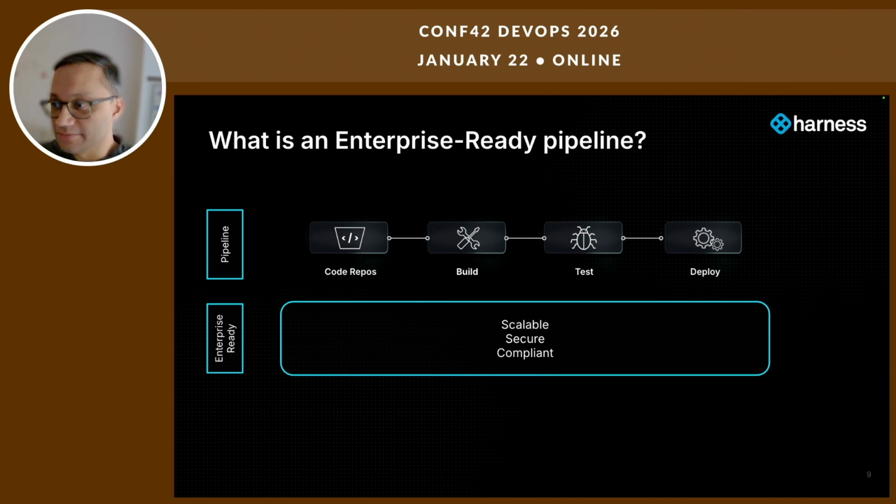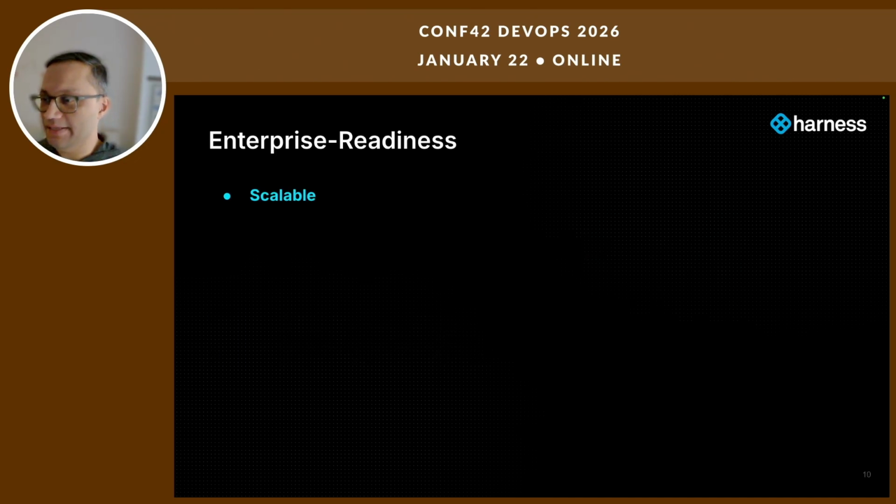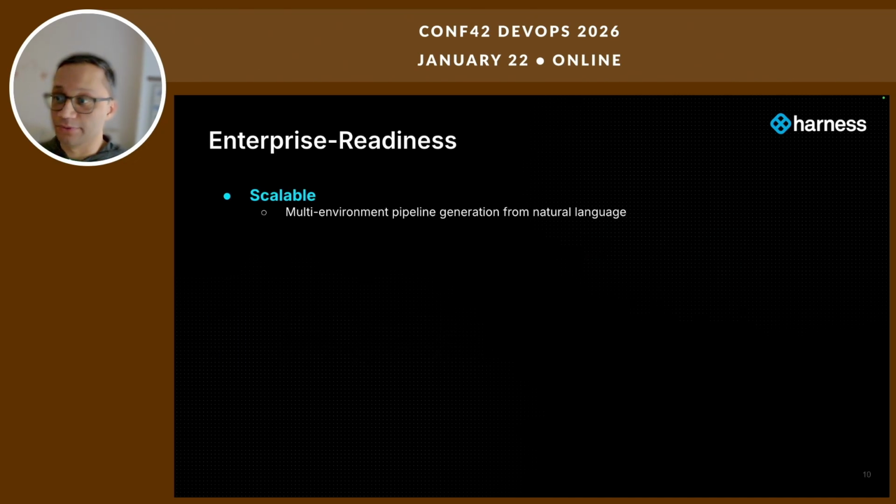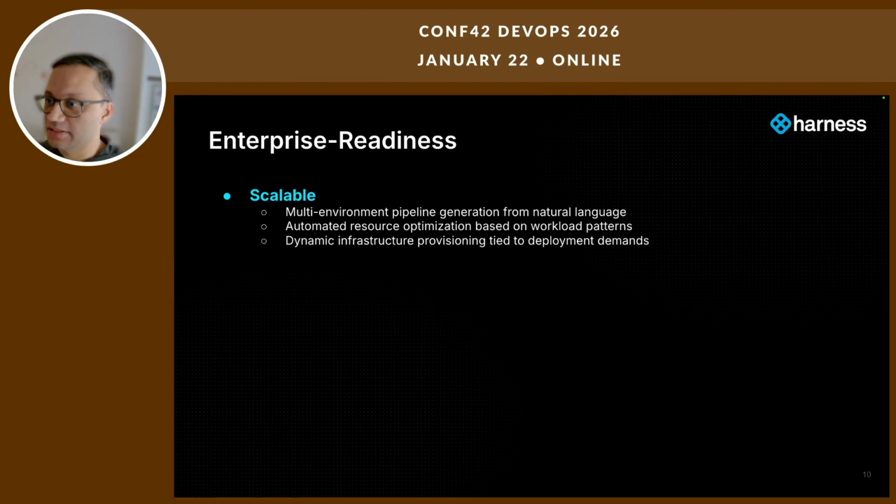What do these things mean though? By scalable, we mean that the pipeline should be able to support multiple environments through natural language. The pipeline should be able to automatically figure out resource requirements based on workload patterns. It should be able to provision infrastructure based on deployment demands. And it should also do intelligent caching and artifact management across different teams.